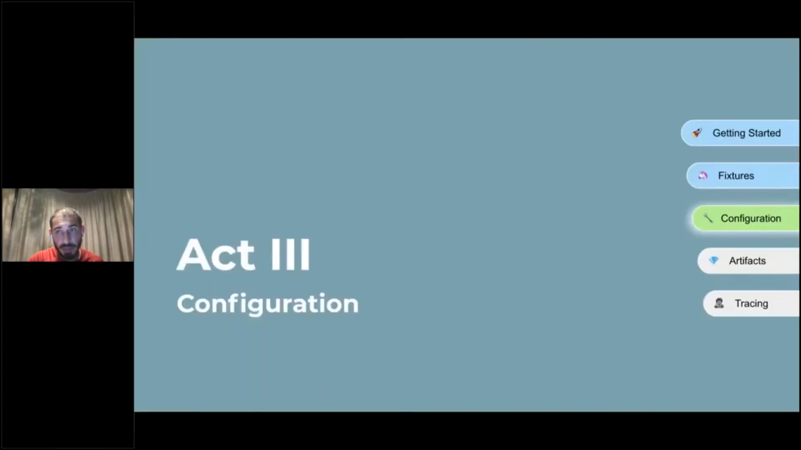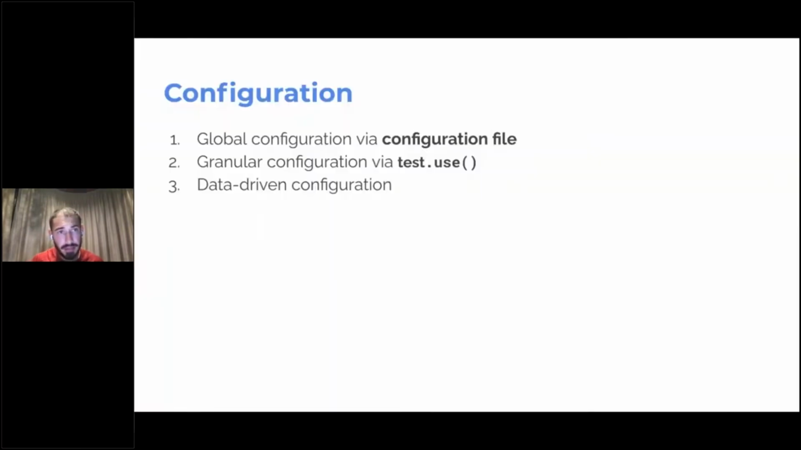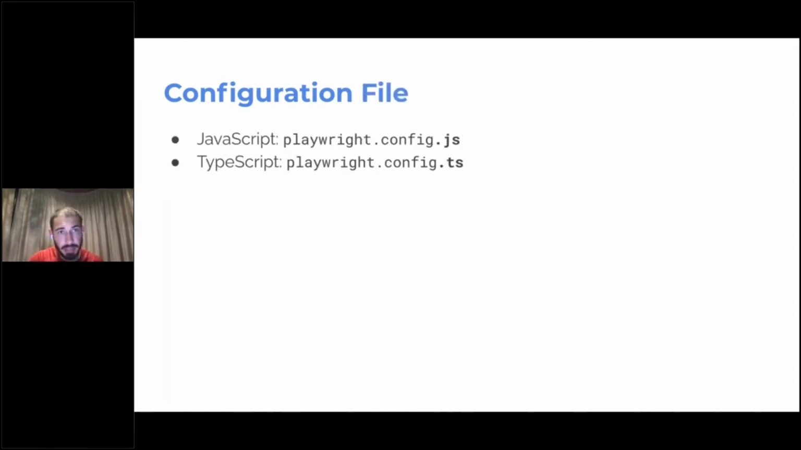For us, we'll move on to configuration. And there are 3 different levels of Playwright configuration that you can do. So first, there is a global configuration that is done via a configuration file. Next, there is a granular configuration that is done via test.use. And finally, we'll talk about data-driven configuration. Okay, so let's start with the configuration file.